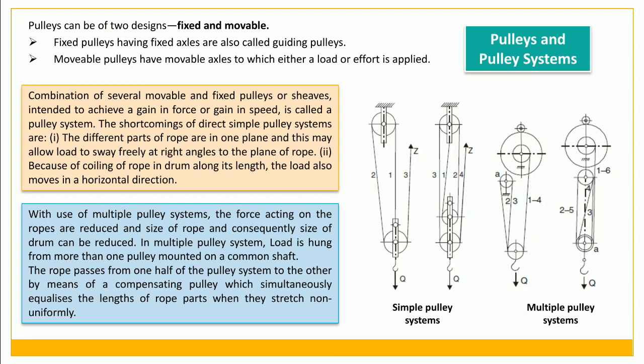Actually, in a multiple pulley system, the load is hung from more than one pulley mounted on a common shaft. In this system, the two ends of the wire rope are fixed on a drum or two drums with right and left hand helical grooves. This rope passes from one half of the pulley system to the other by means of a compensating pulley, which simultaneously equalizes the length of the rope parts when they stretch non-uniformly.